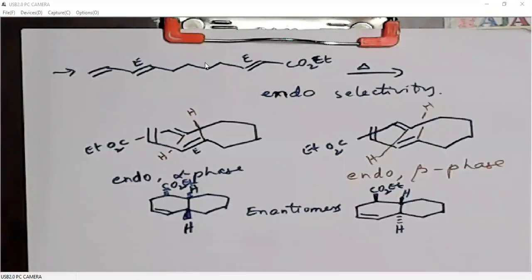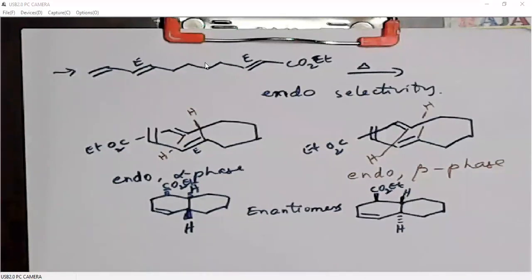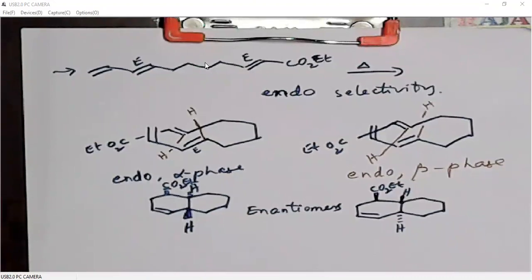Okay, similarly, when you write the endo product, of course we have already written the exo product. There also, if you want to write the other enantiomer of the exo product, you can simply reverse the stereochemistry around all the carbons. Okay, so keep it simple. Don't get confused. There are altogether, I can say, 4 possible products, but keep them separate, keep them simple.